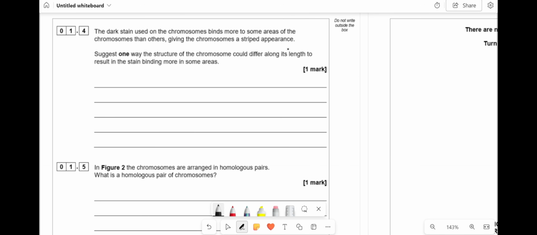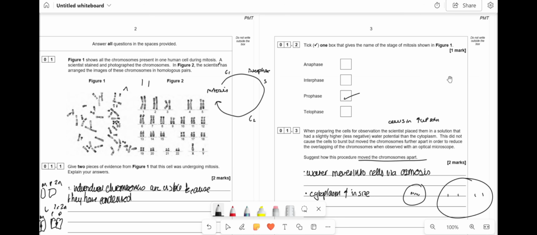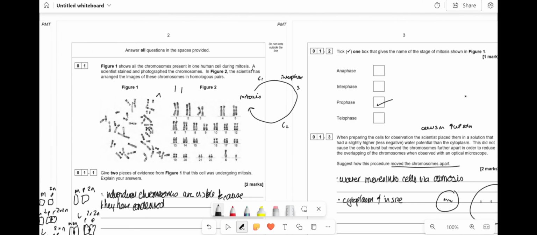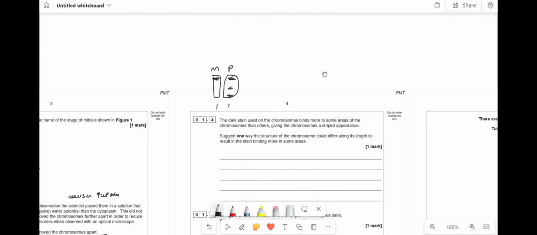So just one way the structure of the chromosome could differ along its length to result in the stain binding in more than one area. These are both chromosome 1. So if I just take that and move it over here, like if I zoom in on it here. Chromosome 1, maternal and paternal, right? Now, there's darker here, and there's some darker there and darker there. So you've got these darker looks here, and then a bit of dark and a bit of dark there.